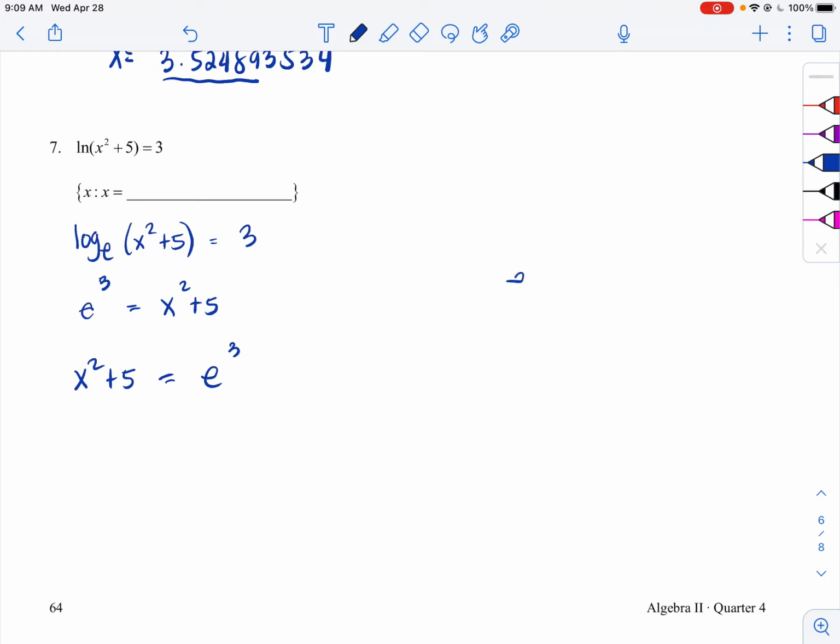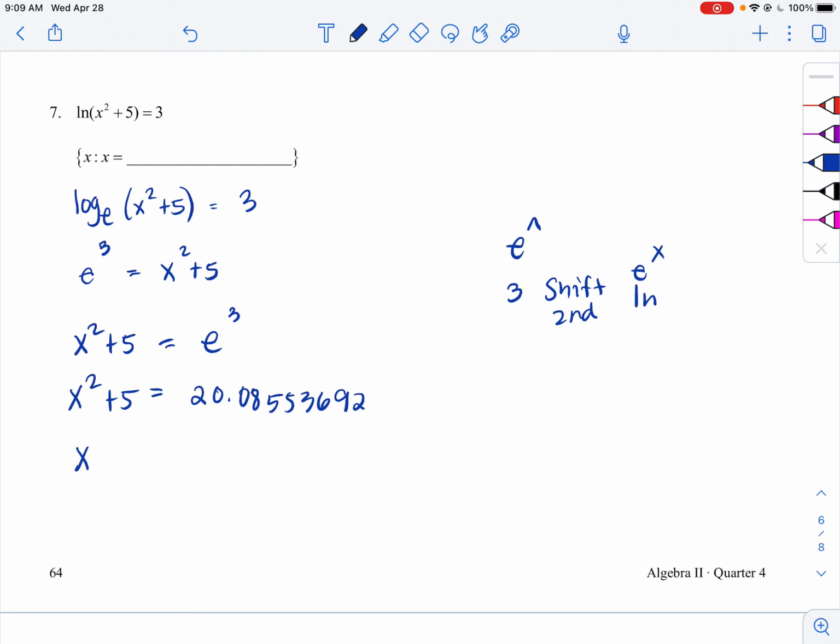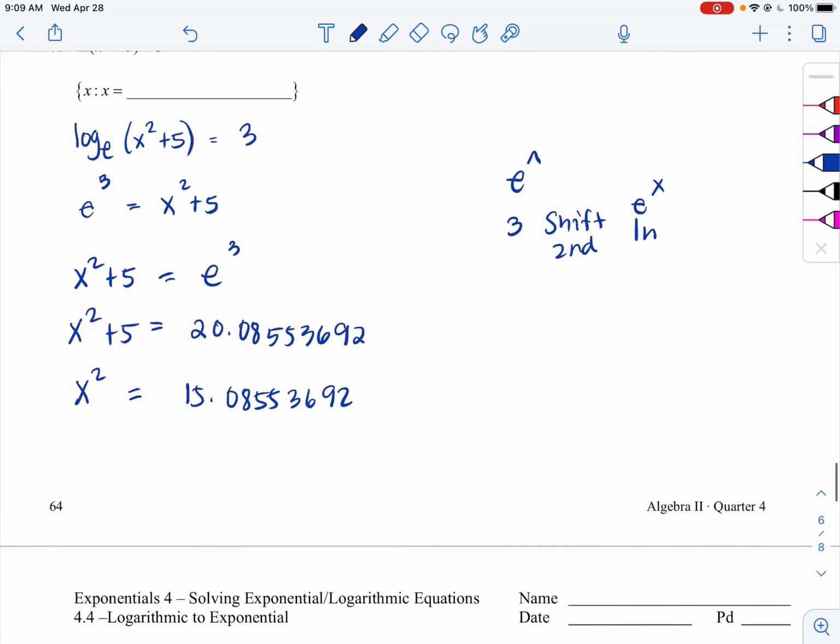Again, whatever symbol you have, you can do that. Or you can type 3 first, then click shift or second function, and then go to ln because the e to the power of x is in there. And hopefully, once you're done with that, e to the power of 3 will give you 20.08553692. And please do not round at this point. And then I'm going to subtract 5 on both sides. So this is x squared equals 15.08553692, right? 20 minus 5.